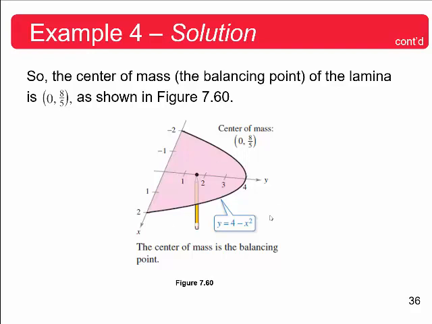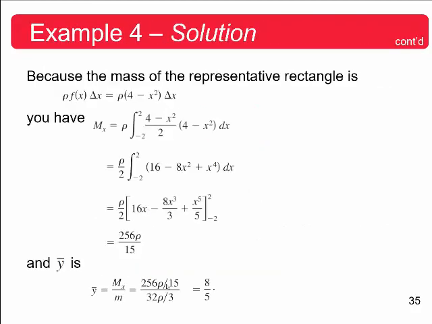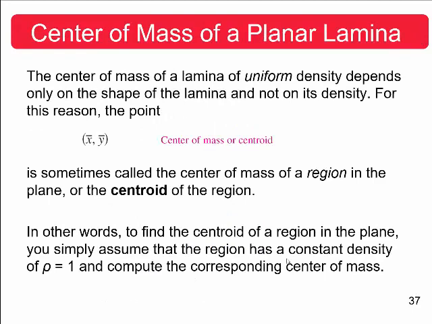So think about that pencil balancing at that center there. Okay, so the center of mass of a lamina of uniform density depends only on the shape of the lamina and not on its density. For this reason, the point here is sometimes called the center of mass of the region in the plane, or the centroid of the region. In other words, to find the centroid of a region in the plane, you can simply assume that the region has a constant density of rho equal to 1 and compute the corresponding center of mass. As you saw here, the rhos cancel out. So to find the centroid, just assume that the density is 1.